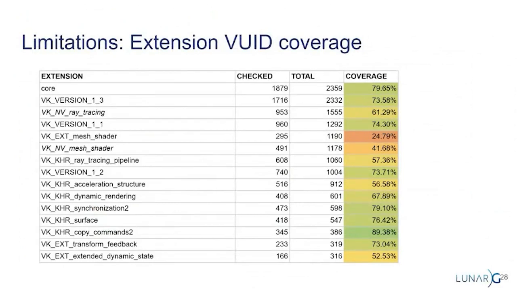And this shows a breakdown of where the valid usage comes from. Quite a bit comes from the core, which is 1.0. 1.3 added quite a few, and then ray tracing and mesh shader added quite a few. You can see that the amount we're implementing varies quite a bit based on the extension. Like I said, it's largely determined by what gets implemented when the extension gets added. So it's really important to work with us on adding validation when you're writing an extension.